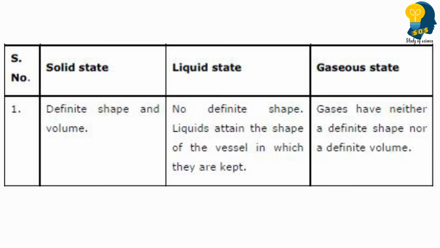Now, finally, let us differentiate between the solids, liquids, and the gases. When I talk about the shape, solids have a definite shape and also a definite volume. Liquids do not have a definite shape, correct? They attain the shape of the container. What about gases? Gases neither have shape nor volume, correct? They do not have the shape as well as the volume.